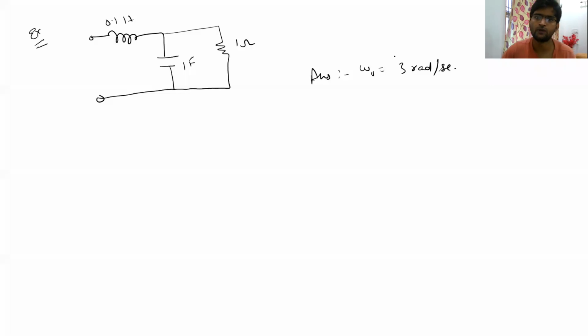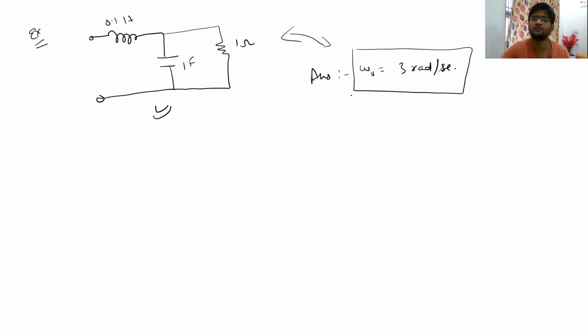Now I am going to give you one example for your homework. You calculate resonant frequency for this particular circuit. And the answer is omega naught is equal to 3 radian per second. So you calculate and try to find if your answer matches with this one or not.